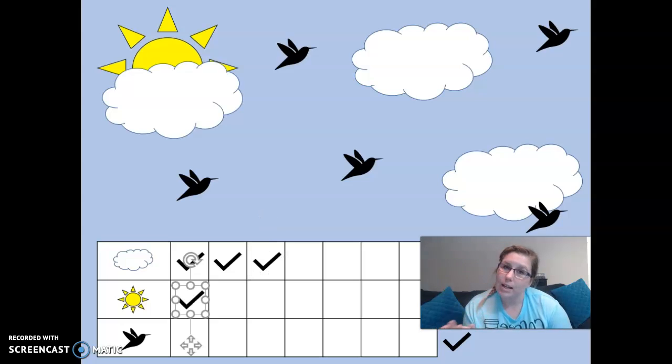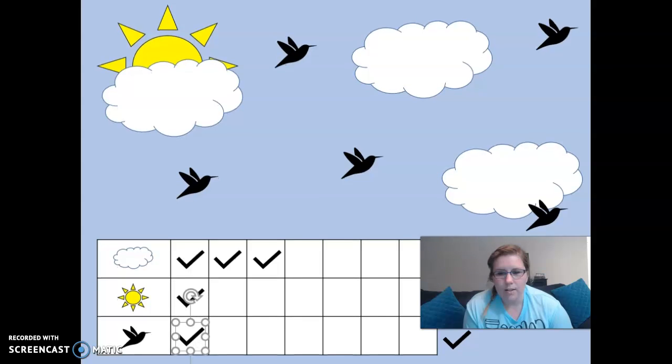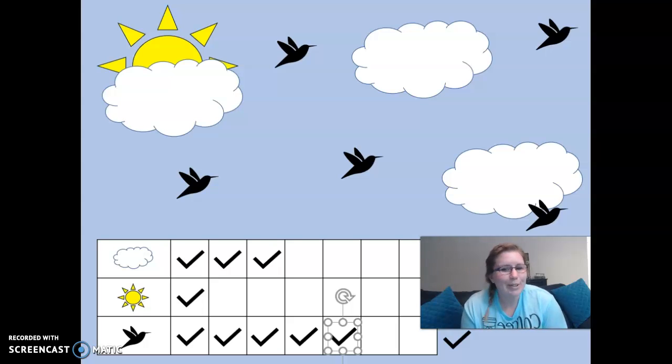Now I want you to go ahead and count the birds. I'll give you a second and then I'll count with you. Okay, let's check. We see 1, 2, 3, 4, 5 birds. Did you get the same number? Good thinking, friends. So in this picture, we have 3 clouds, 1 sun, and 5 birds.